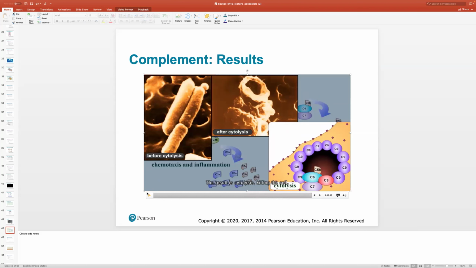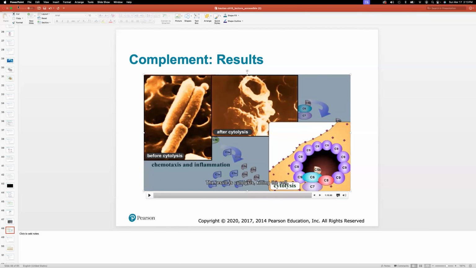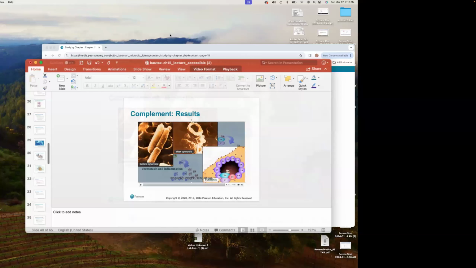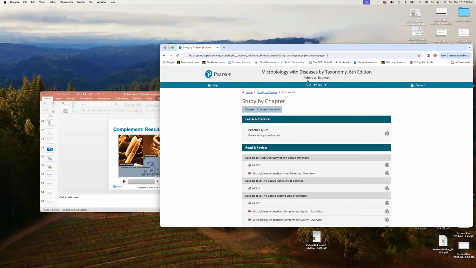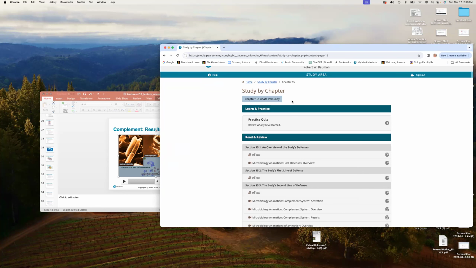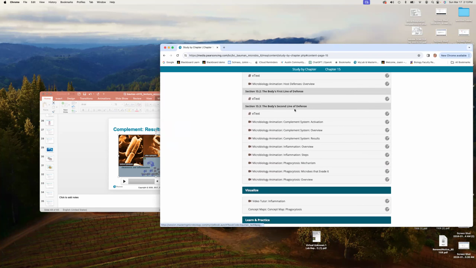Okay, so this complement system is really important to the first line, the second line, and also to adaptive immunity. If you go to microbiology diseases and you look at the study area, study by chapter, and you get to chapter 15, you will see that there's a lot of videos in a line here: the complement system, then inflammation, and then phagocytosis. You can go back and look at these over and over again, and I recommend that you do that when you're studying.